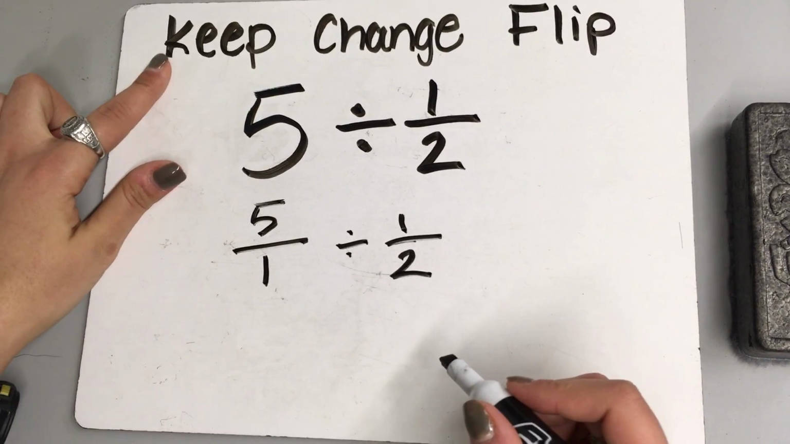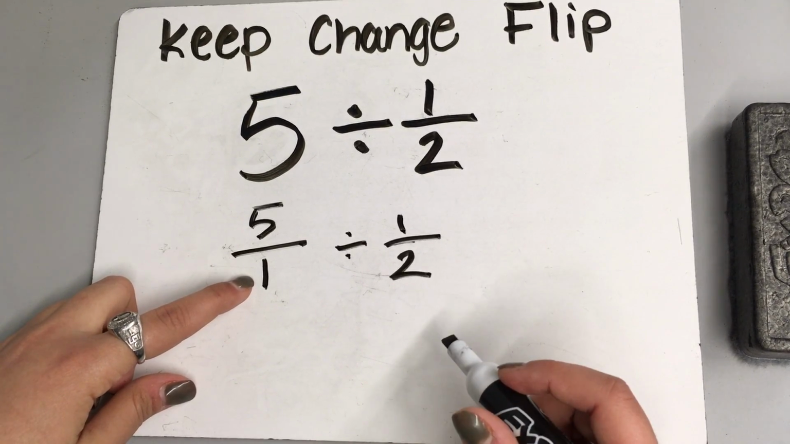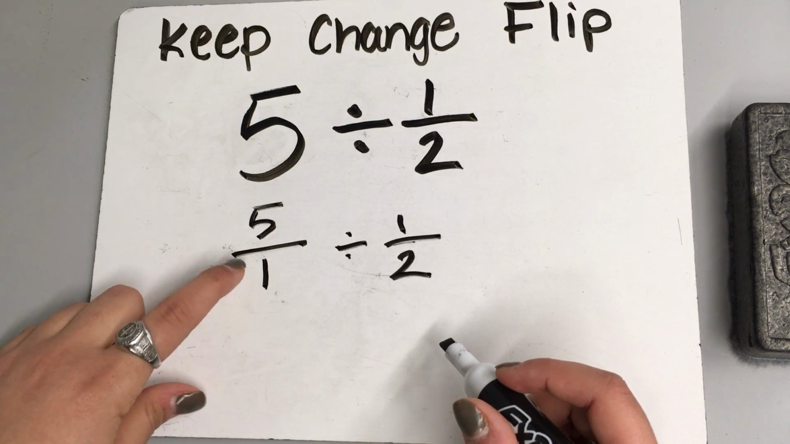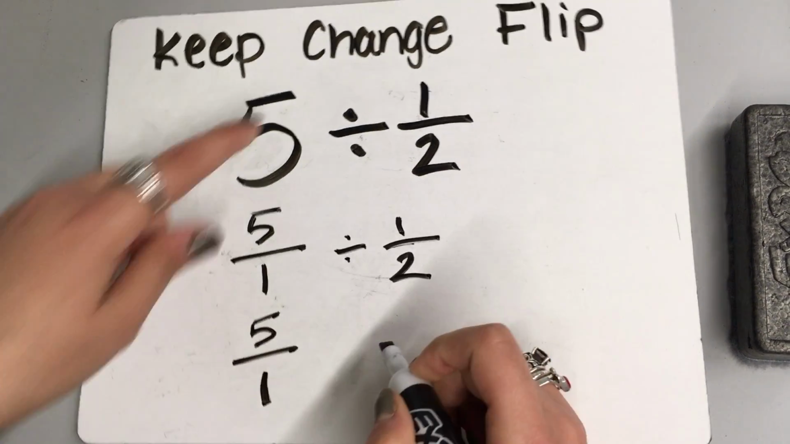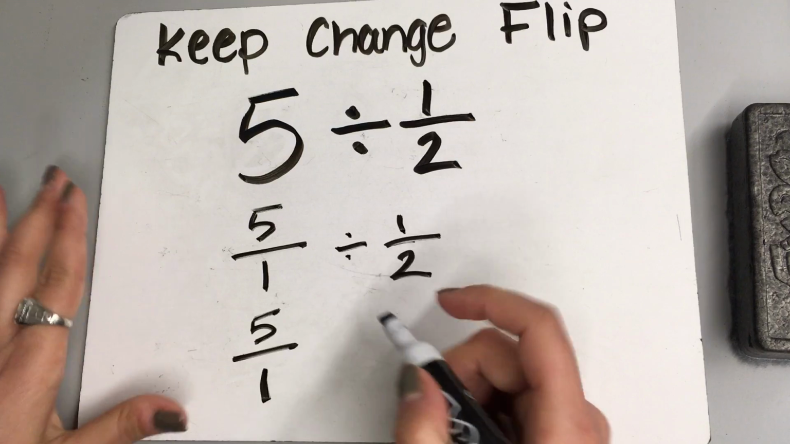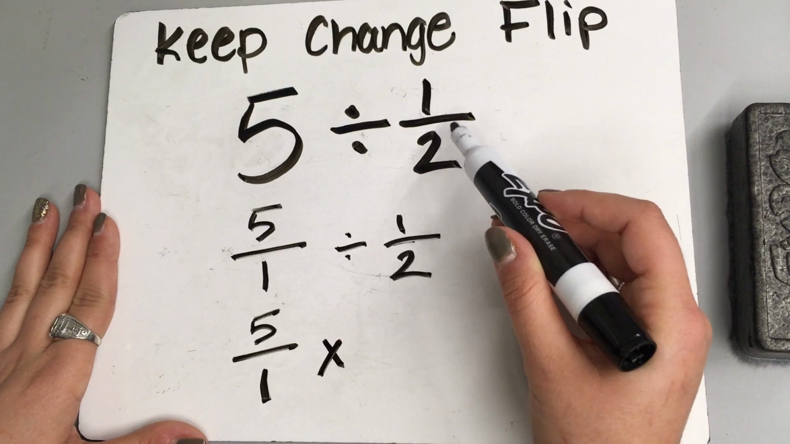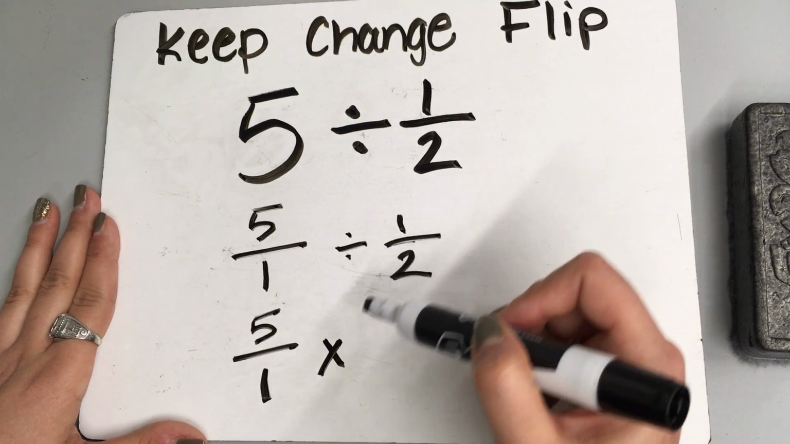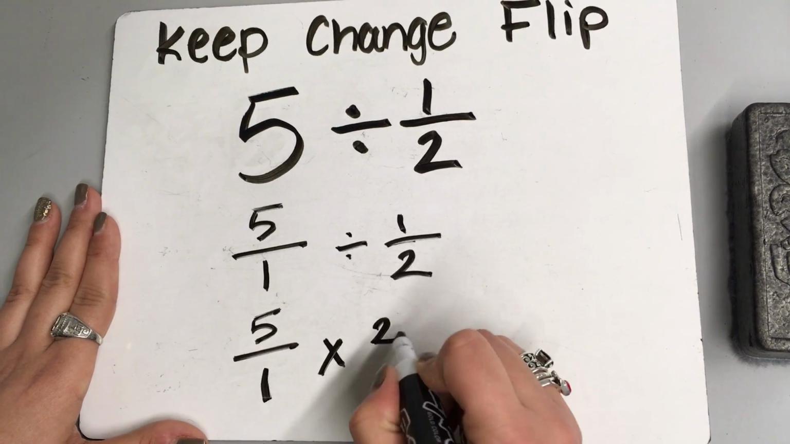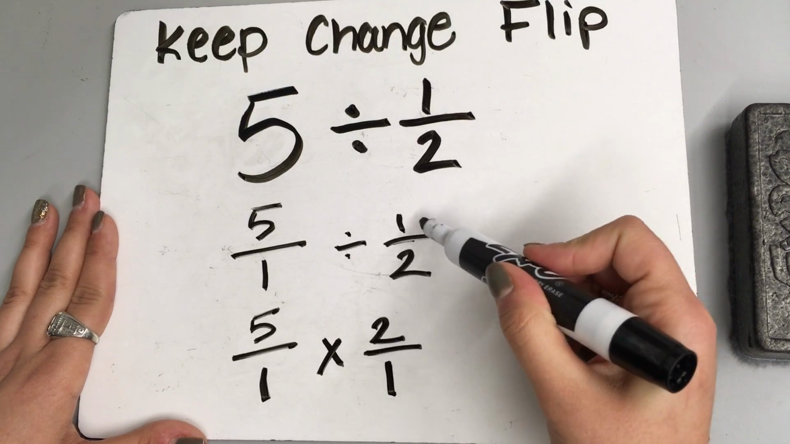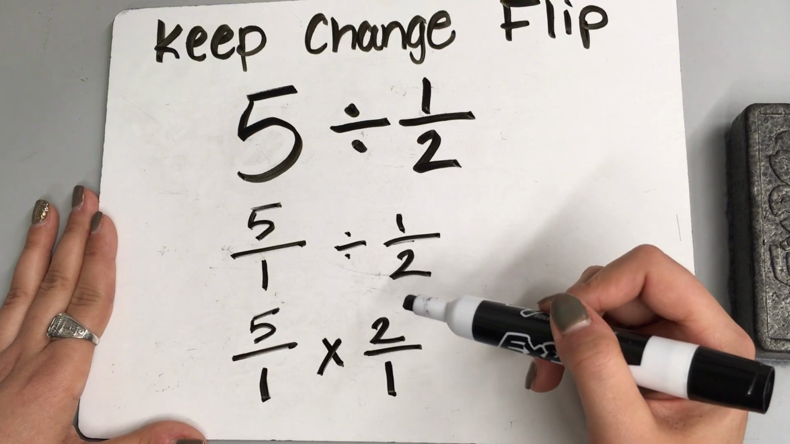Okay, so what this means is you want to keep the first number the way it is, the first fraction. So I'm going to keep this as 5 over 1. Remember, we don't change the value because 5 divided by 1 is still 5. So keep the first. You change the division sign to a multiplication sign. And you flip the second fraction because dividing by 1/2 is the same as multiplying by 2. So we're dealing with its reciprocal, its opposite.